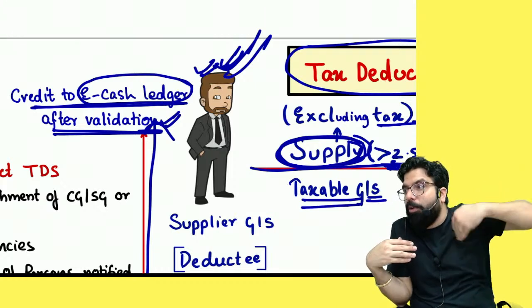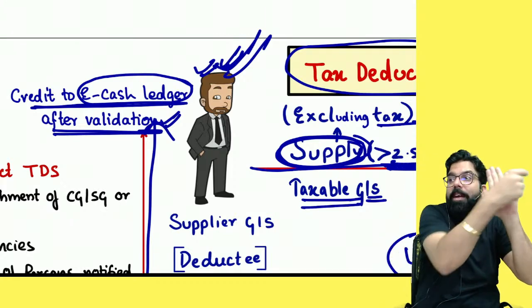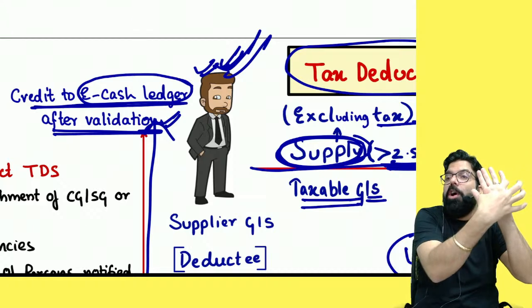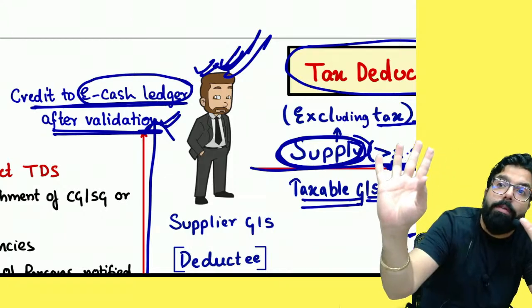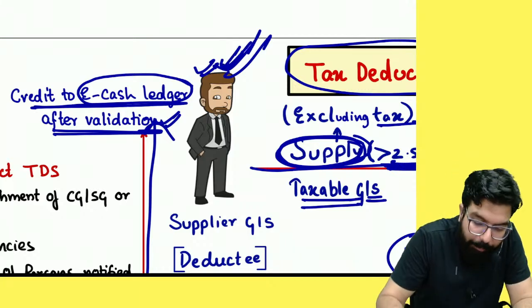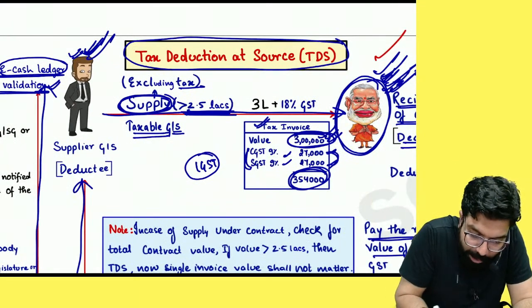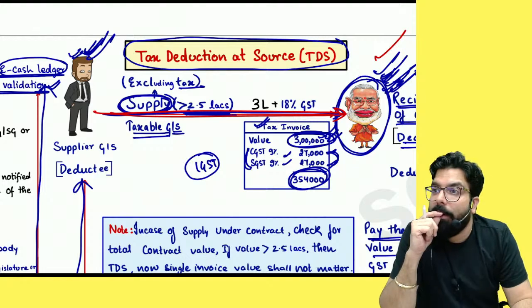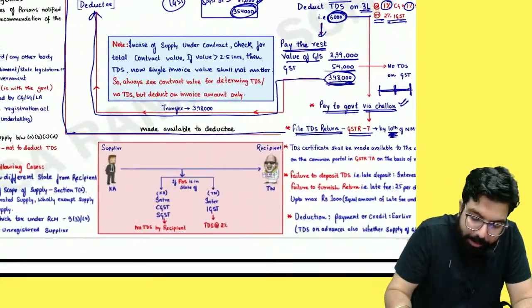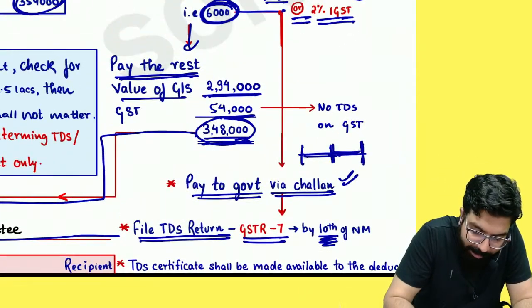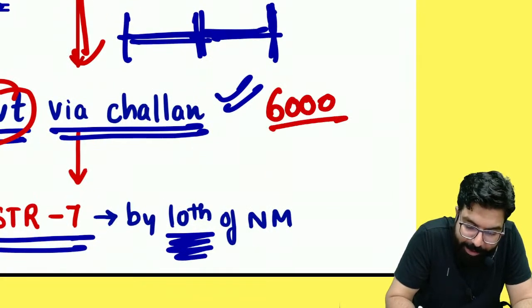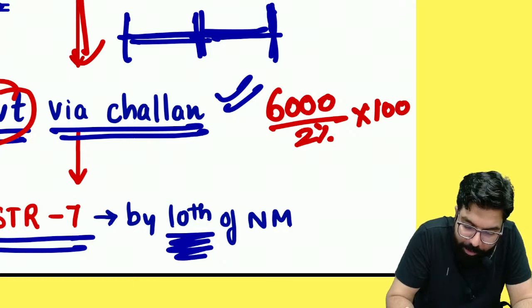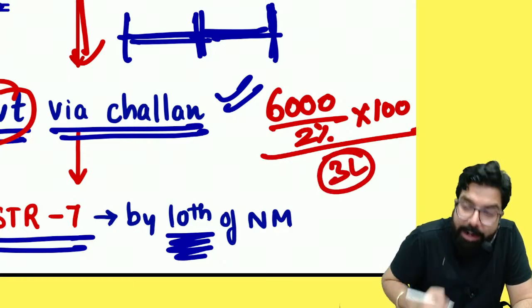You know what the government will do? 6,000 is 2%. How much is 100%? Will the government department immediately come to know that I am a supplier? I have supplied to the government department how much? 3 lakh rupees of supply. People, tell me one thing. If this 6,000 rupees is paid to the government, the government does 6,000 rupees divided by 2% into 100. Will the government come to know 3 lakh rupees immediately?